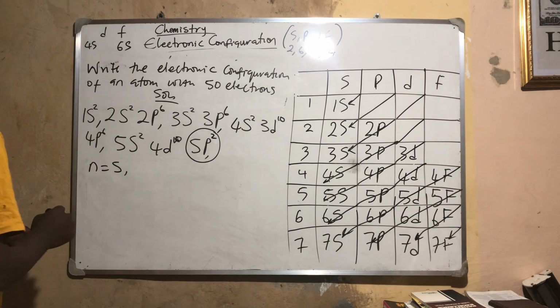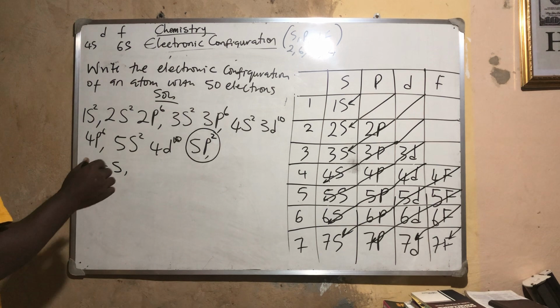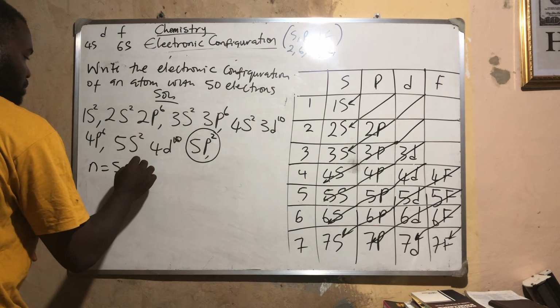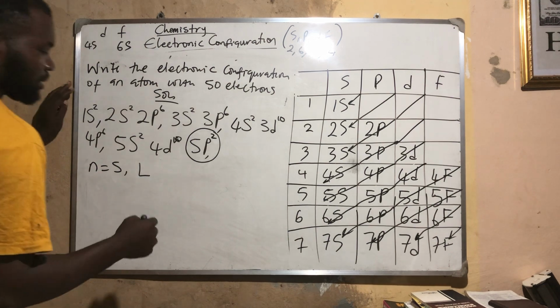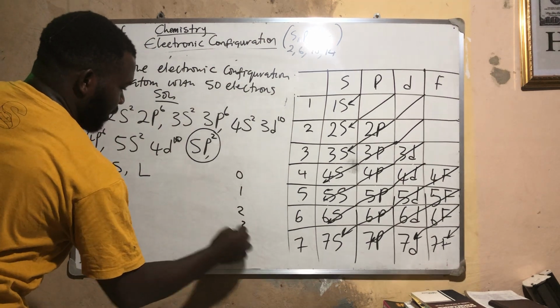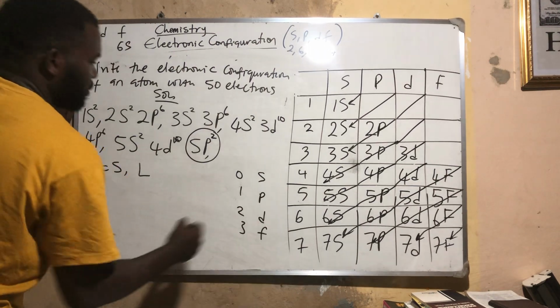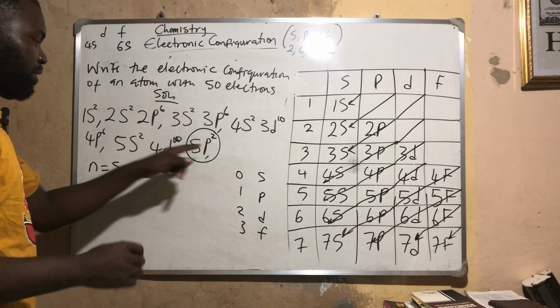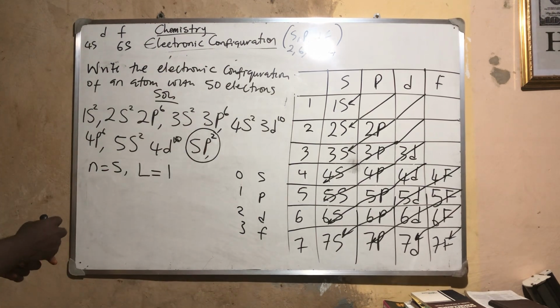The next thing is your azimuthal or subsidiary quantum number. You know that azimuthal is equally called subsidiary. The azimuthal quantum number is your L. How do you get it? Don't forget that the azimuthal quantum number is 0, 1, 2, 3 for S, P, D, and F. Since we are talking about P here, the azimuthal quantum number should be 1.